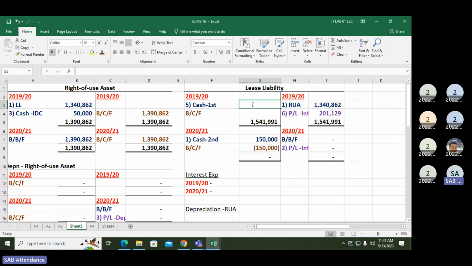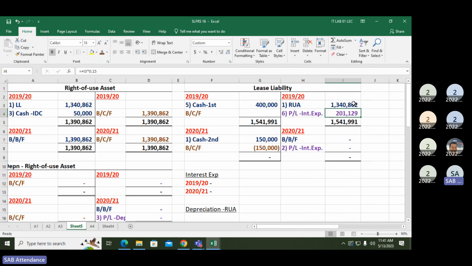Then the first installment 400,000 paid. There is interest too: on this opening liability, 115,201 interest. And the lease liability carried forward balance should be $1,141,000. Second year, that becomes the liability. Okay, 400,000 is paid.